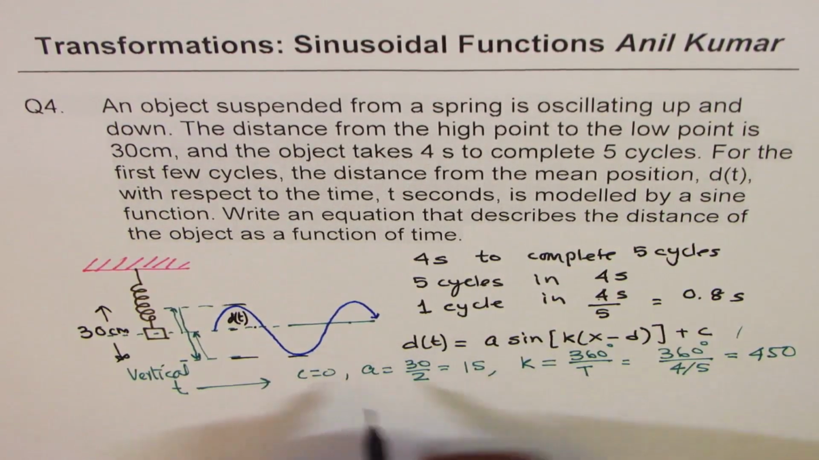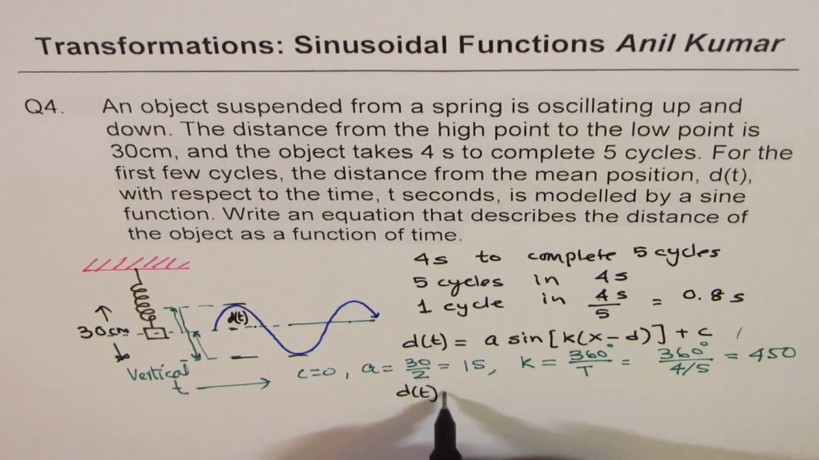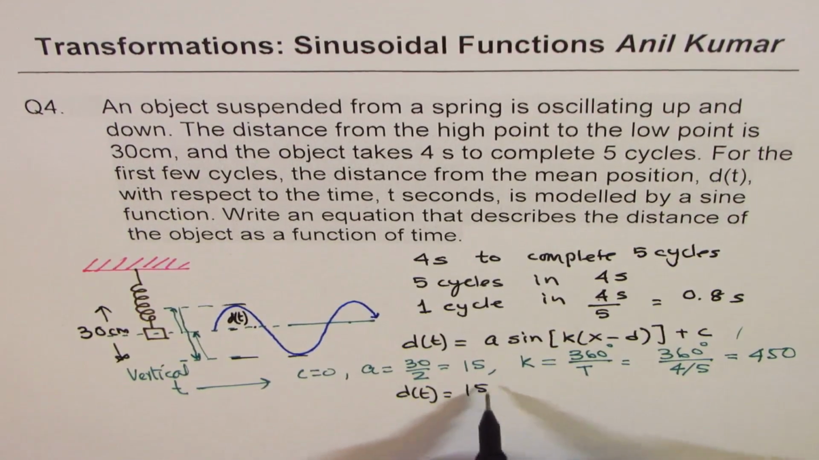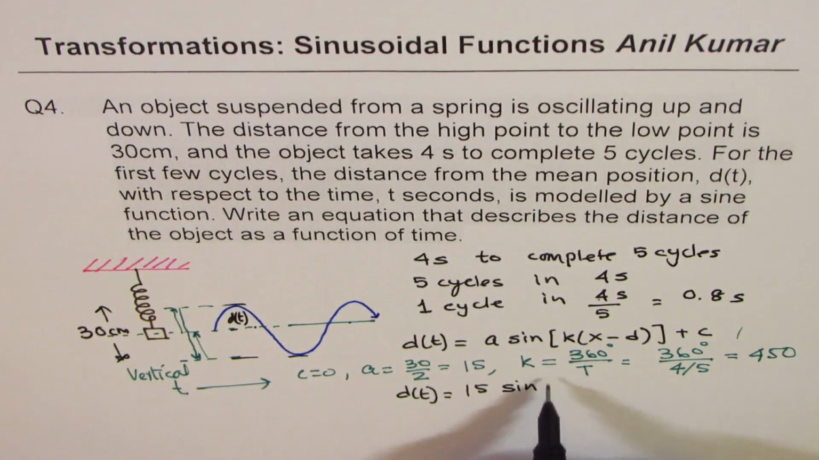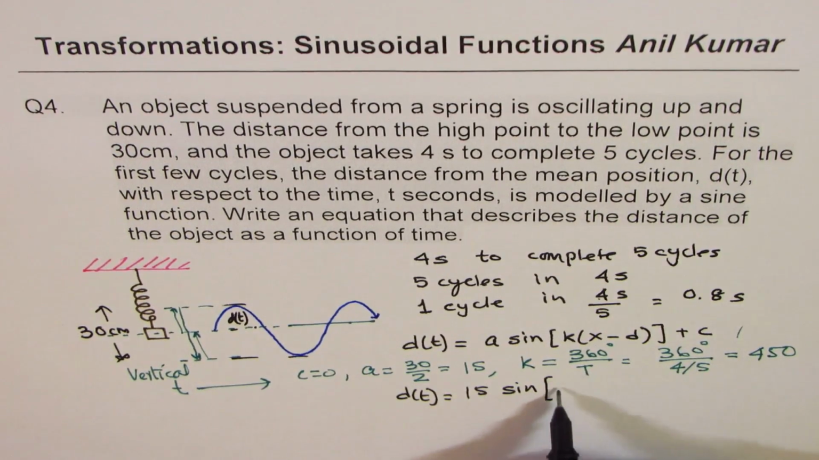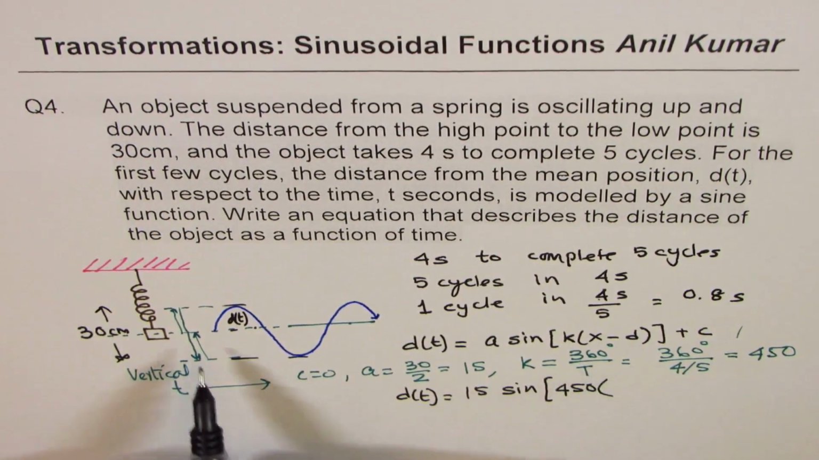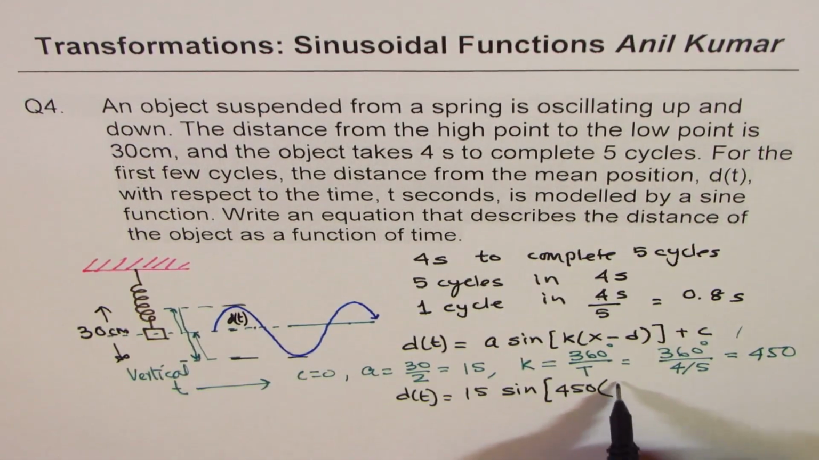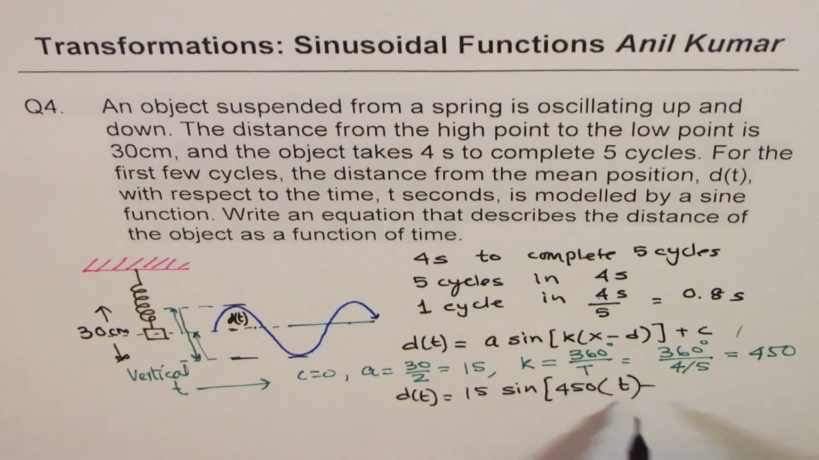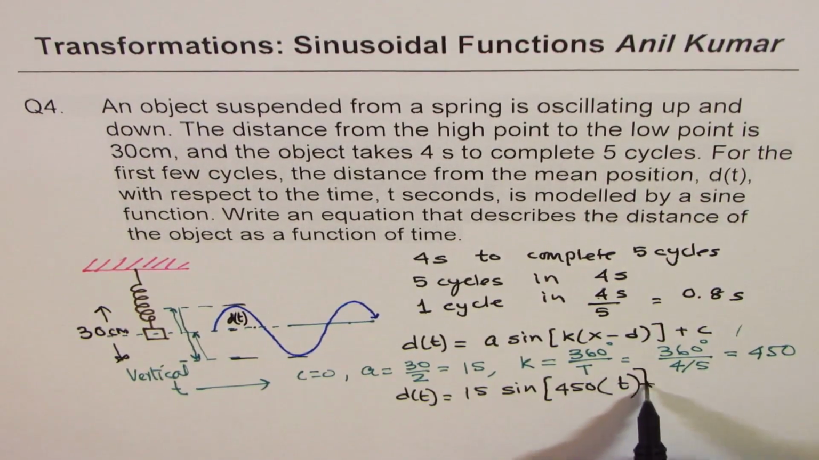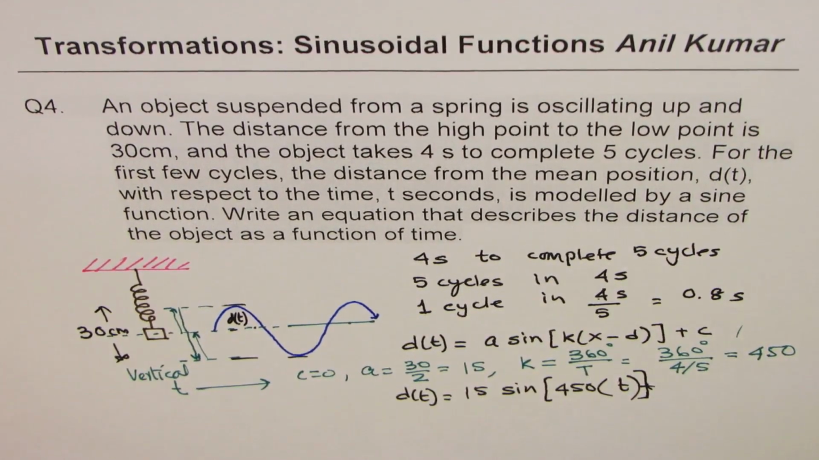And therefore, I could write this equation d(t) as: amplitude is 15 for me, right? Sine, k value is 450. Now, x in our case is time t, so we'll write in terms of time t, right? Minus phase shift is 0, so just t, and plus 0. So that's it. That becomes the equation of this particular thing when you write it in degrees.